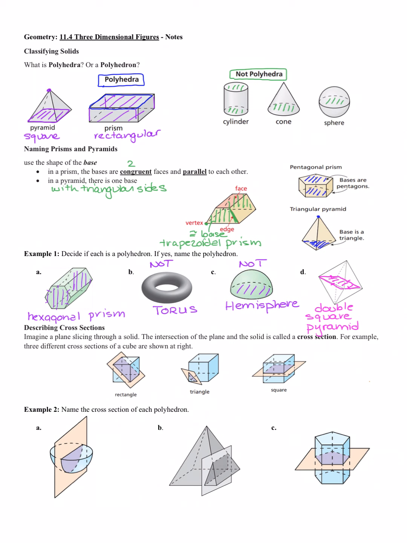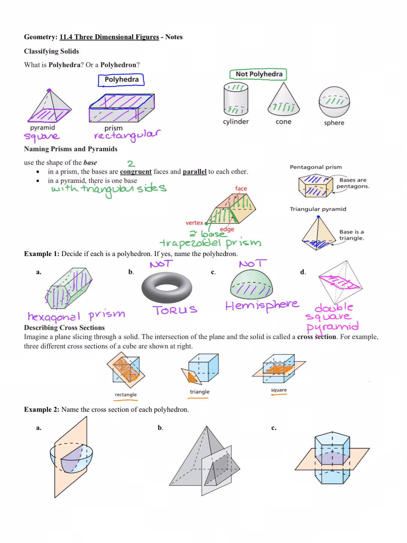You can slice a shape in many different angles, and so what we're going to look at here is what would be the resulting cross section. So if I took a cube and I sliced it at an angle, if you outline the shape, you can see that that would be a rectangle. If I just sliced a corner of my cube, notice that the result would be a triangle. And if I slice it parallel to the bases, it would have the same shape as my bases, which would be a square.